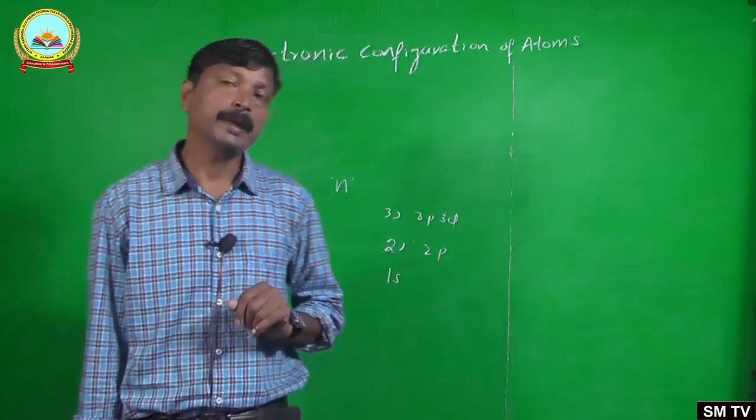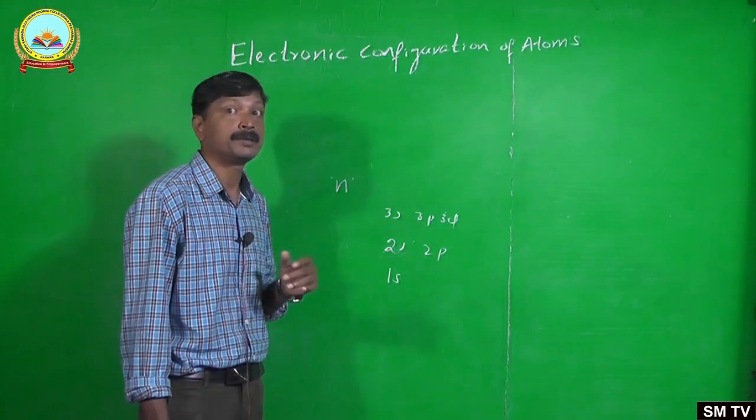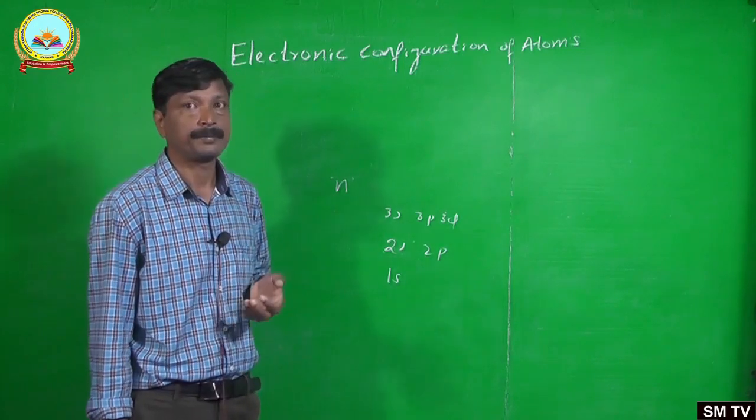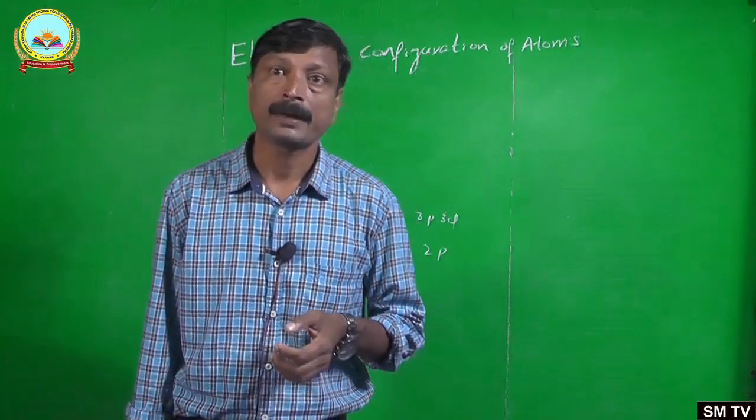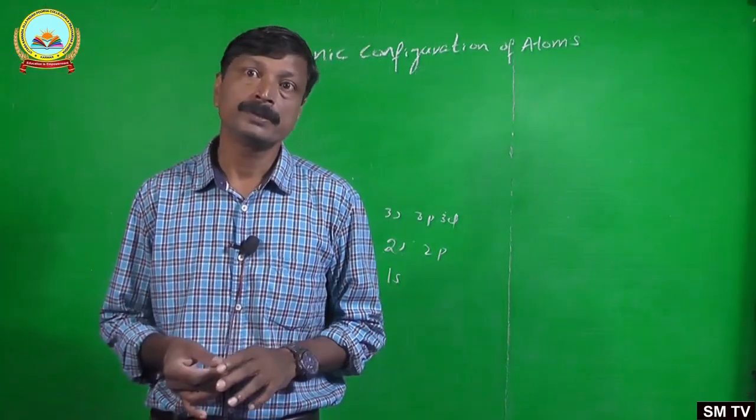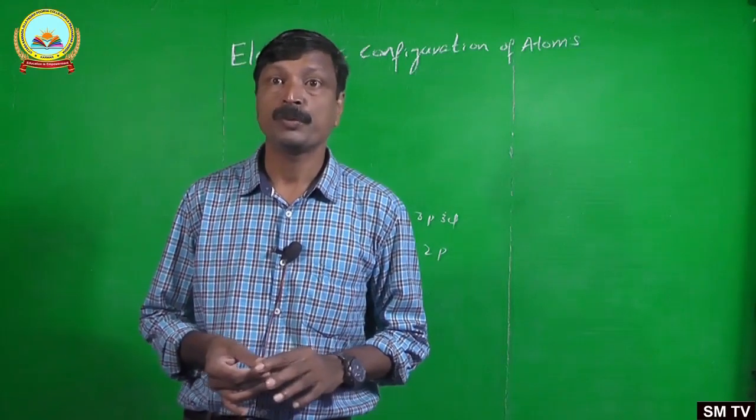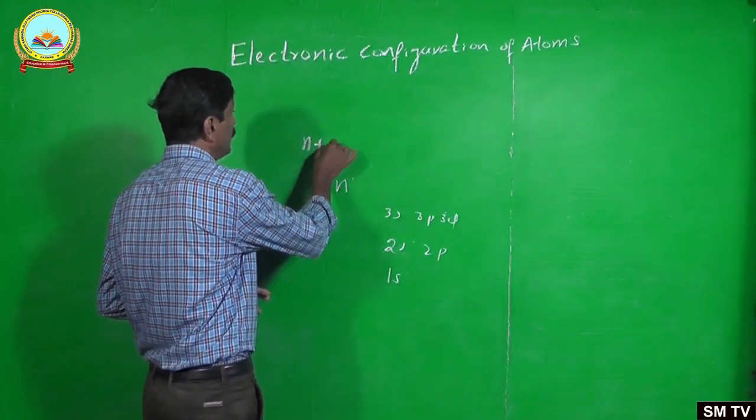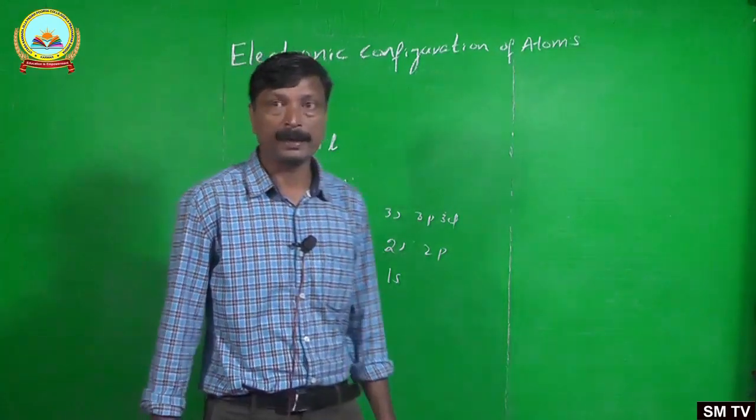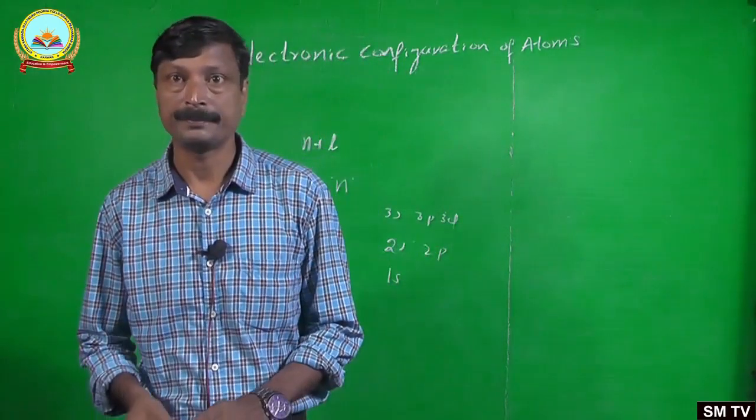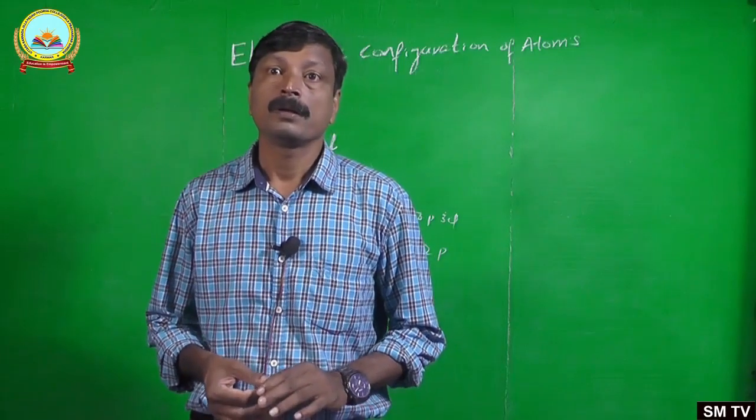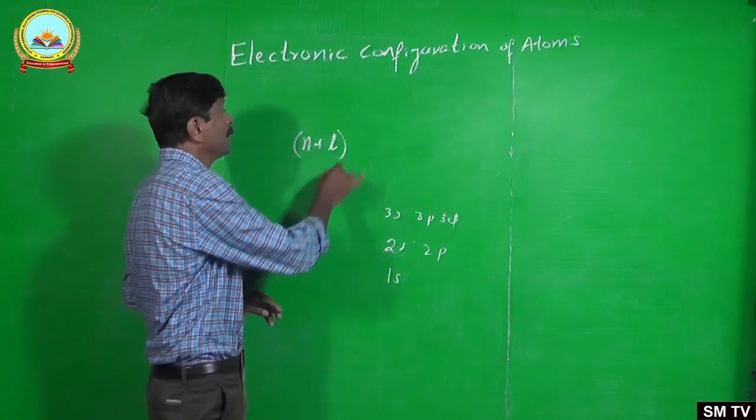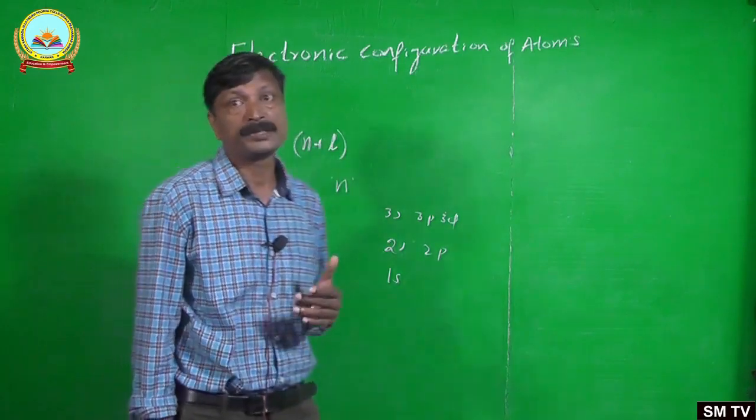After that, I discussed the energies of the orbitals of multi-electron atoms. Here the energy of the orbital depends upon the principal quantum number n and the azimuthal quantum number l. How do you compare the energies of the orbitals?